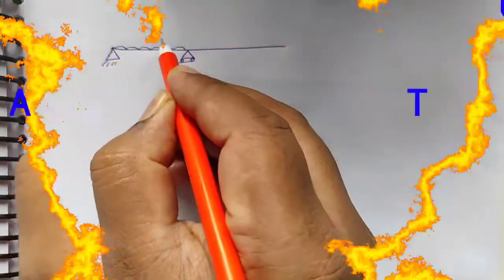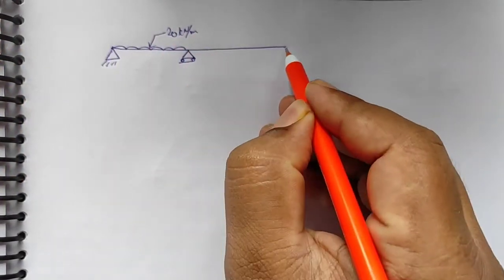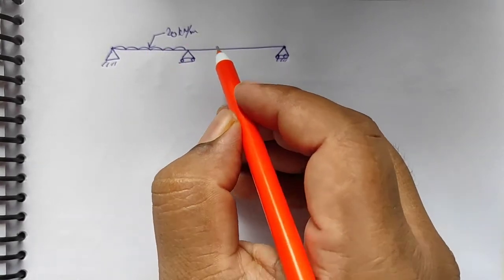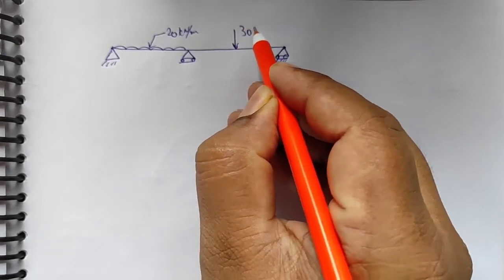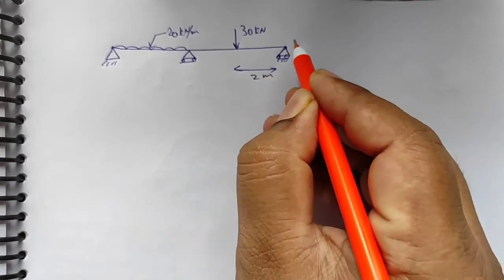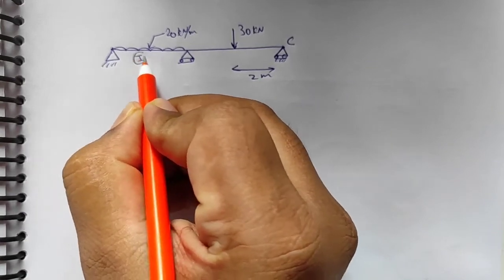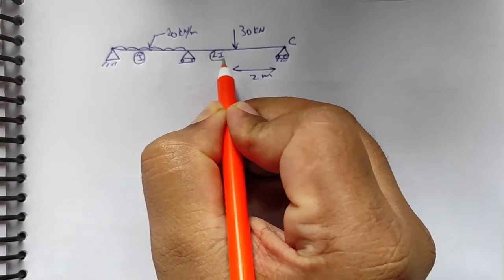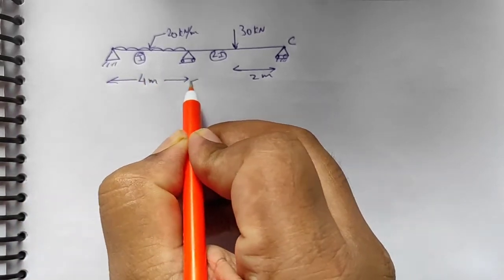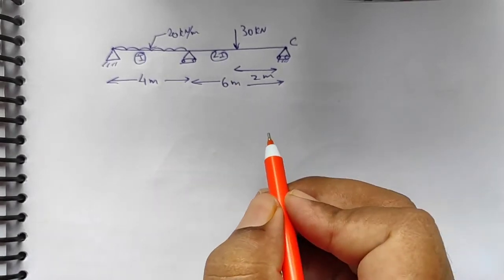So here a continuous beam is given with two beams and three supports. In the first beam it is loaded with UDL, and in the second beam it is loaded with a point load at a distance of 2 meter from end C. The moment of inertia for the first beam is given as I, and for the second beam it is 2I. The length of the first beam is 4 meter and the total length of the second beam is 6 meter.